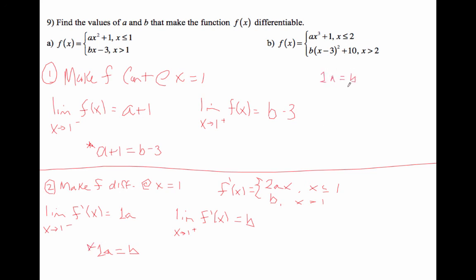2a equals b. I think substitution might be the easiest way to do this. So that means a plus 1 is going to equal 2a minus 3. I believe with some algebra, 4 will equal a. Go back into this equation, 8 would have to equal b. So if 4 is a and 8 is b, this function would be a differentiable function. It would be continuous everywhere, and it would be differentiable everywhere. Do the same idea with 9b at some point, just for you to practice the mechanics of it.